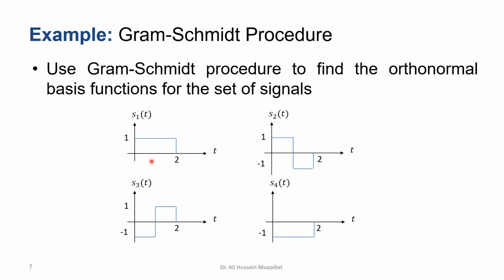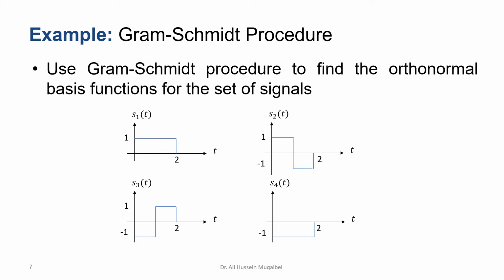The first base will be the first signal, but normalized. How much is its energy? Energy is the area under the square of the curve. If you square 1, you get 1, and the area now becomes 2. So this is not normalized. The energy here is 2, so it has to be normalized. We divide by the square root of 2, and we get the first base.